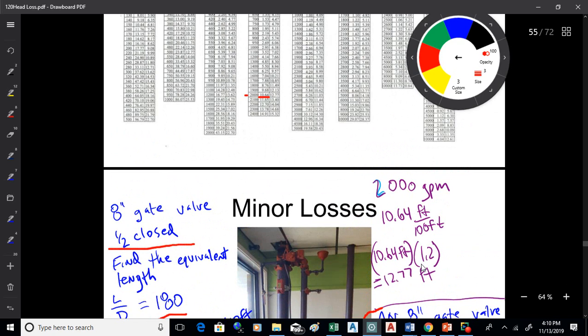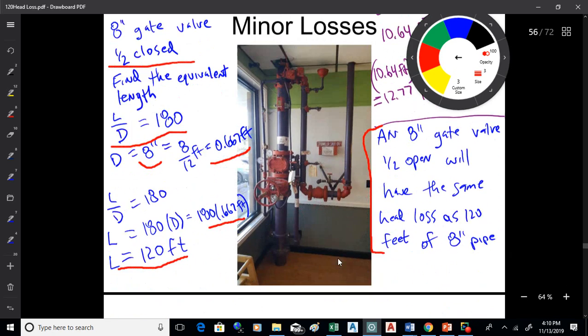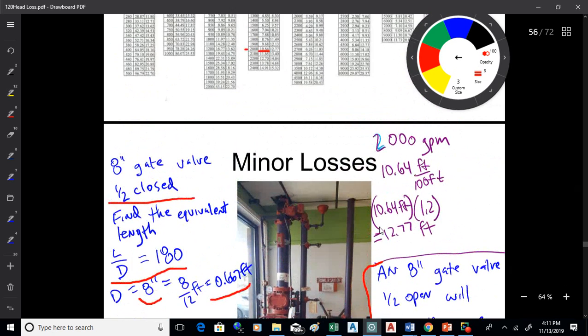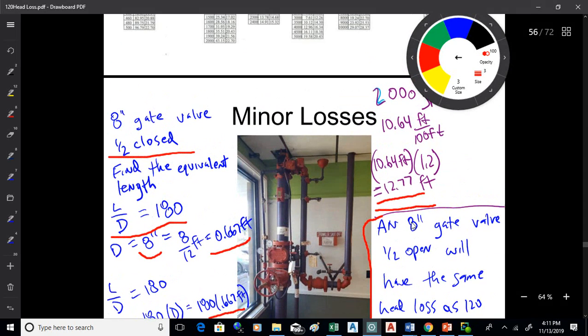Okay. Now what we've got is an equivalent length of 120. So we'll take the head loss per 100, the 10.64, and multiply it by 1.2 for the 120, and we'll get the head loss through a half open gate valve. It's 12.77 feet. Okay, so that's the approach.